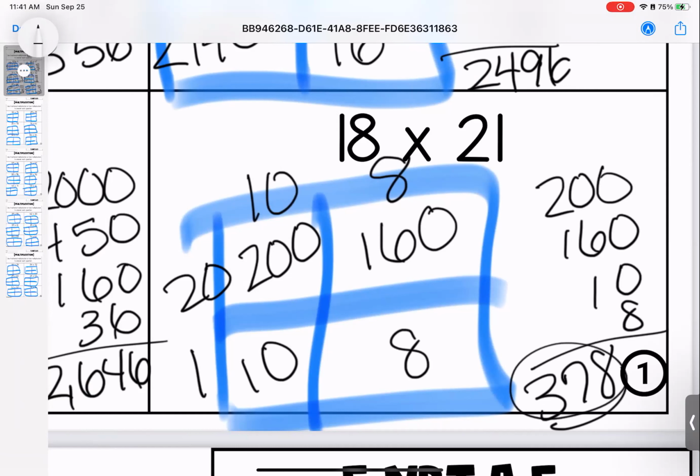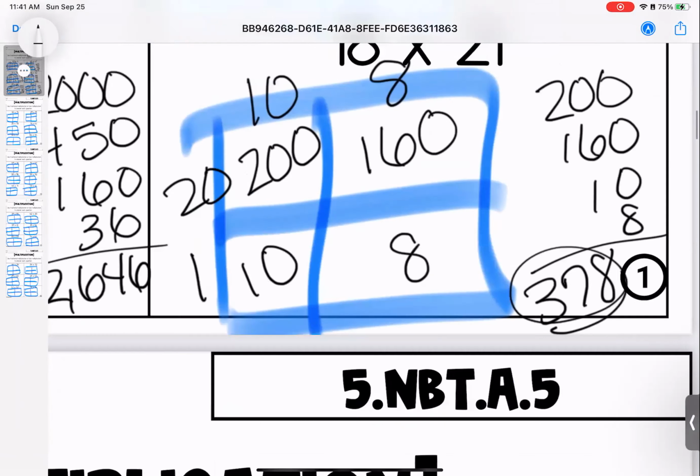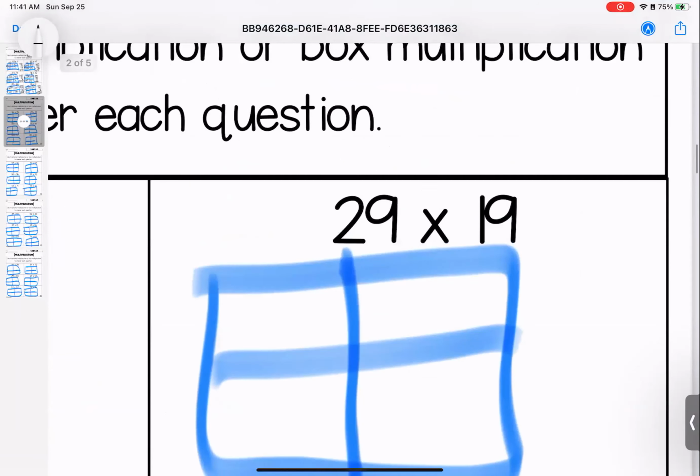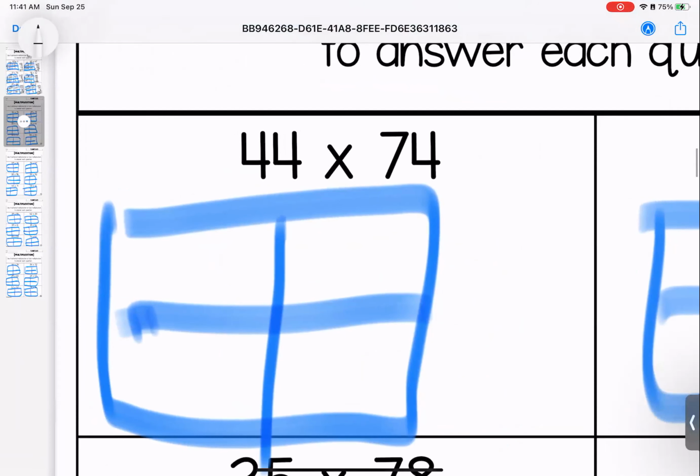If you are done, please go ahead and stop. But if you are looking for page number 2, hang tight because here we go. Still working on box multiplication. This is now page 2 of your assignments.